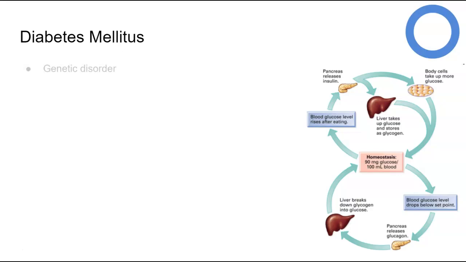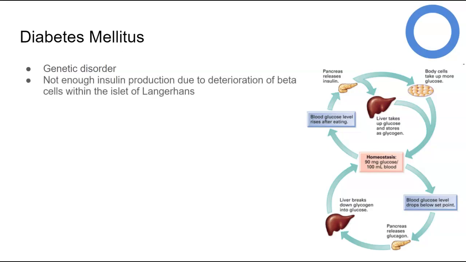For someone who has diabetes mellitus, which is a genetic disorder, they unfortunately cannot produce insulin, or they cannot produce enough insulin, depending on the type 1 versus type 2. And I'll talk a little bit more about that on the next slide, from their beta cells in their pancreas. For whatever reason, and I'll explain that on the next slide, there's a couple of different reasons why this can happen. They are not able to produce enough insulin for their body to actually bring their blood glucose levels back down to a normal level.